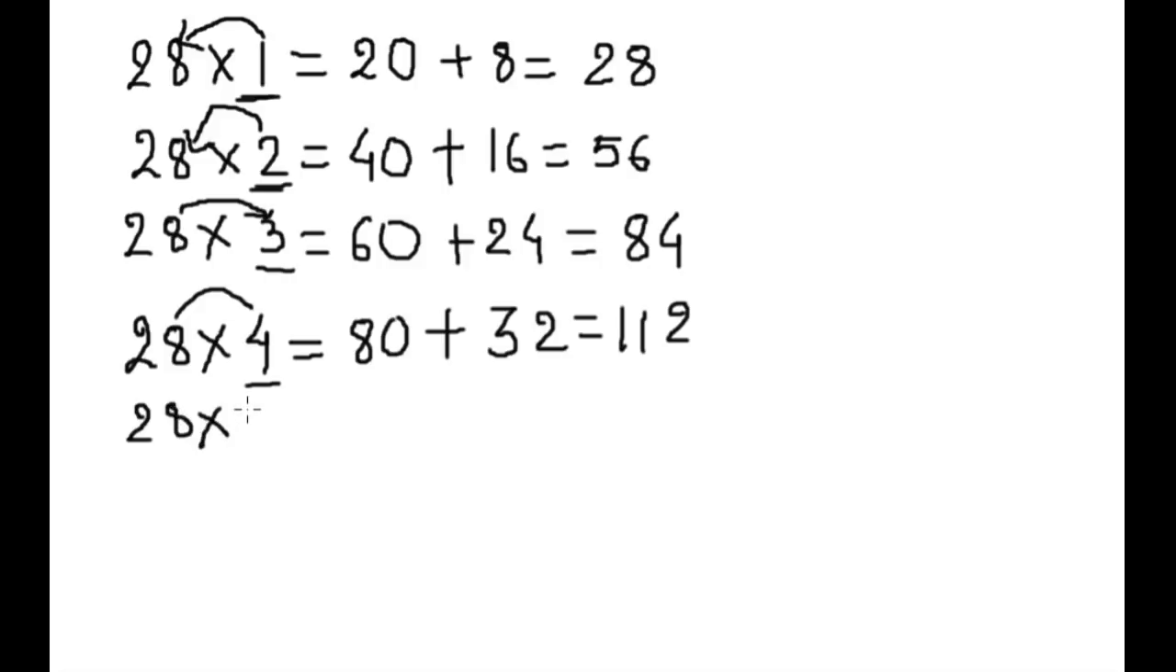28 into 5. Double of 5 is 10. Put 0 plus 5 into 8, 40. 140.